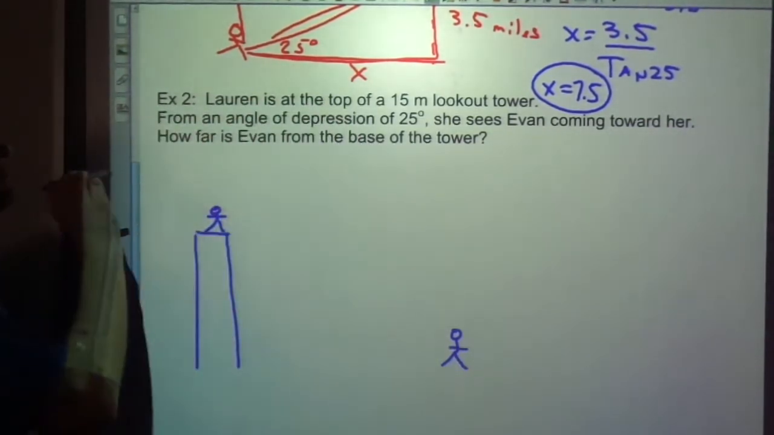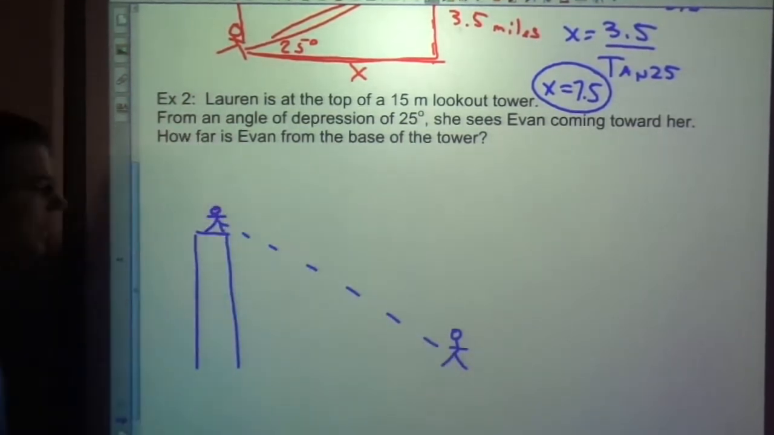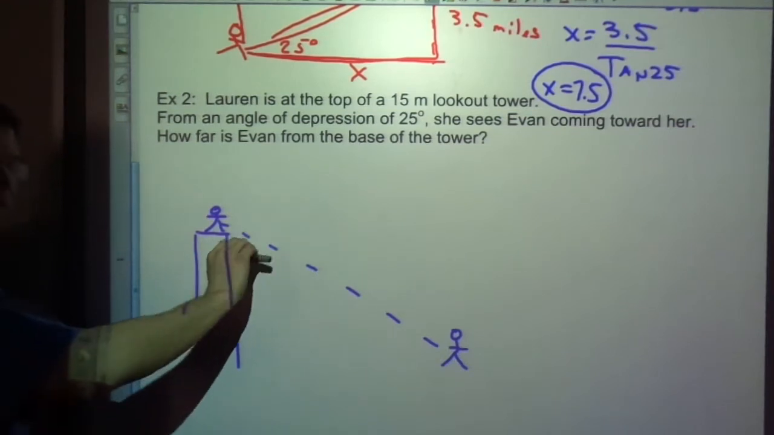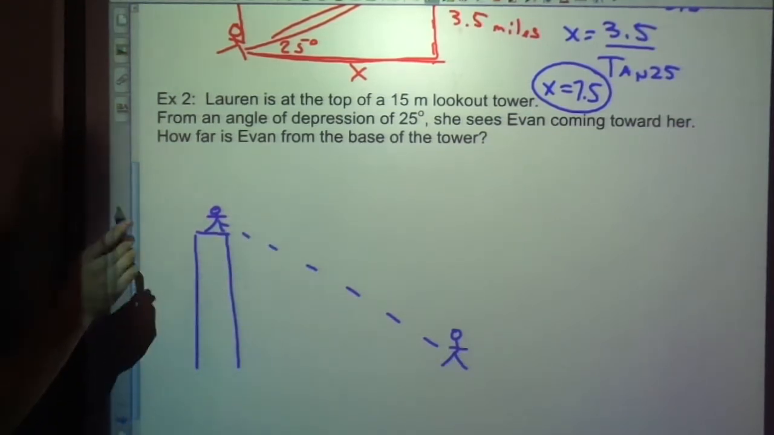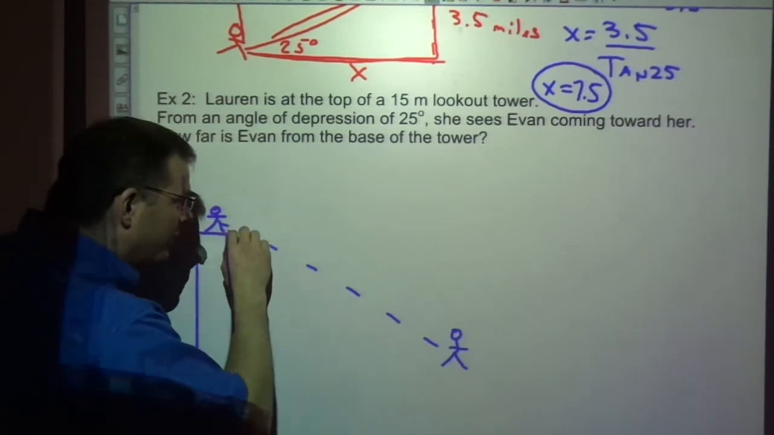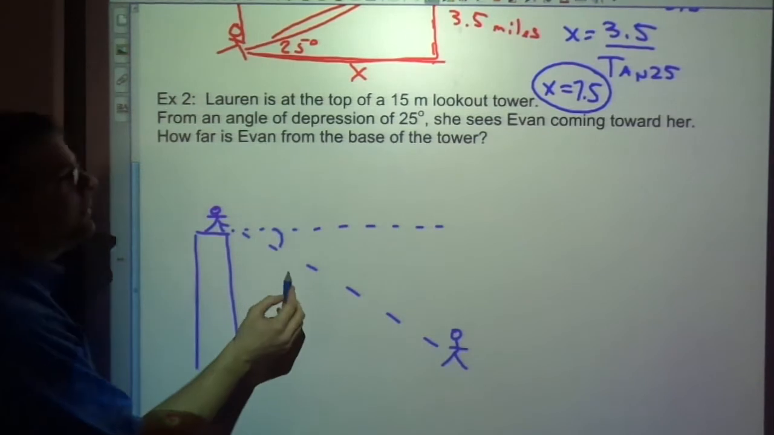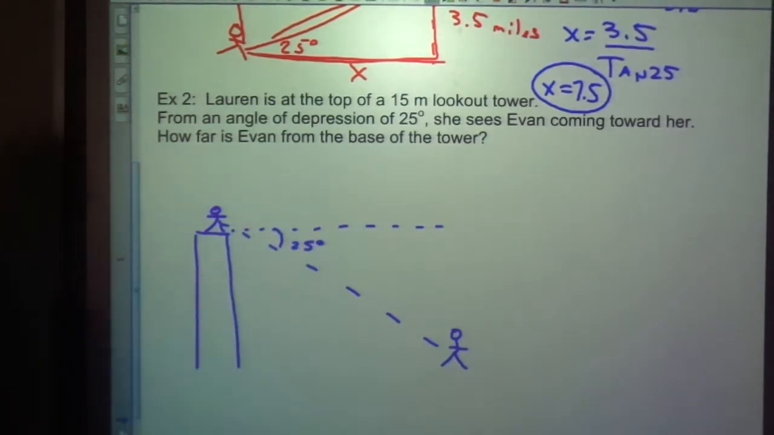Now, when she looks down, what we have to consider here is that the angle of depression is not here. This is not the angle of depression. The angle of depression is below the horizontal. So you have to think, here was the horizontal. Here's where she's looking. This one is 25 degrees. That's the most common mistake, is people will say this is 25. But the angle of depression is the amount below the horizontal.